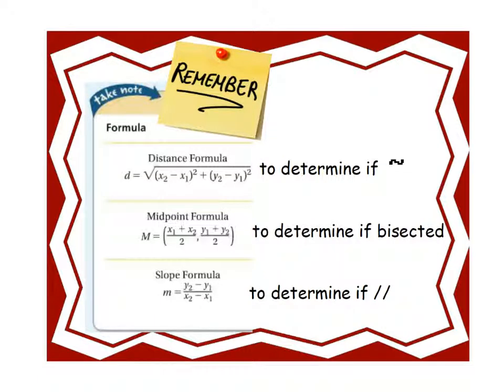Before we get started, we want to make sure that you remember some key formulas that we're going to be using this chapter. The distance formula. Be sure that you know that. To determine if things are congruent, we can use the distance formula. If we want to find if something is bisected and it goes through the middle, we'd find the midpoint. And if you want to see if things are parallel, we're going to use our slope formula, because if they have the same slope, then they would be parallel. So those are the different formulas we're going to be using and why we would use each one.